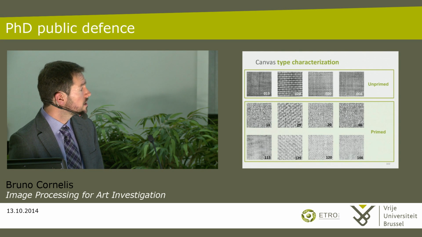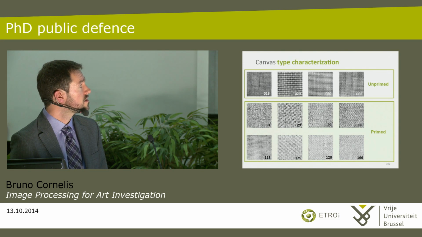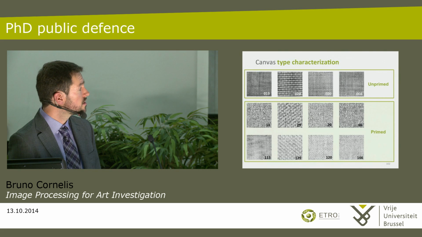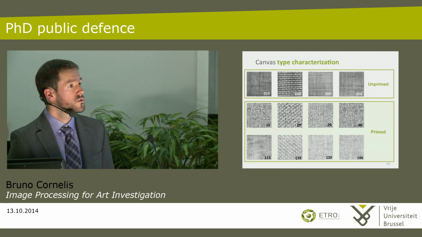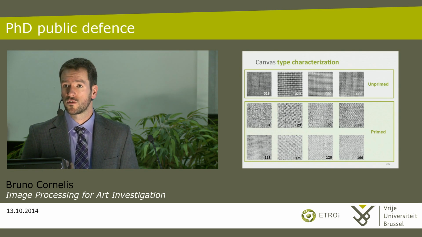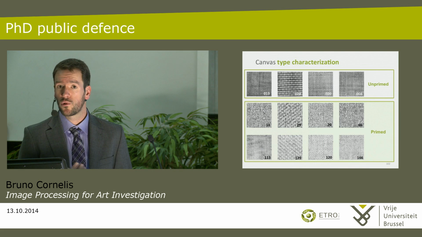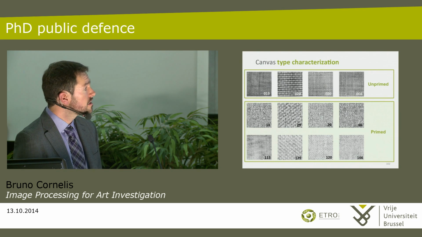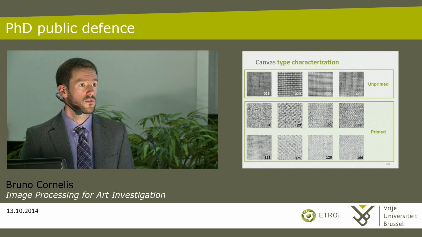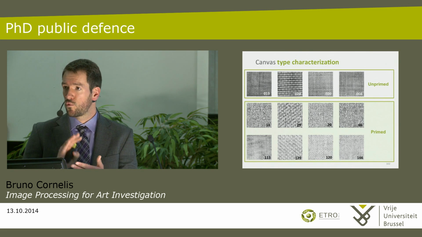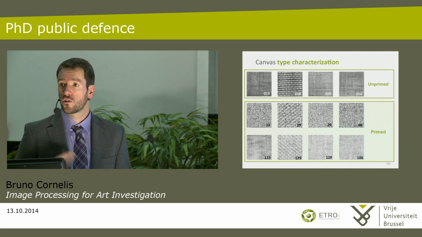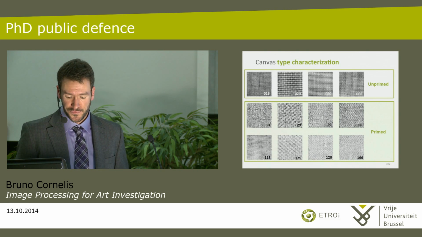So each column here is of the same type of canvas. So this is the same type, this is the same type, but differently processed. So the first column corresponds to raw pieces of canvas, so the raw cloth, unprimed, unprocessed. The second row and the third row correspond to primed pieces of canvas, meaning that they were coated with a base layer in order for the artist to use and to paint.